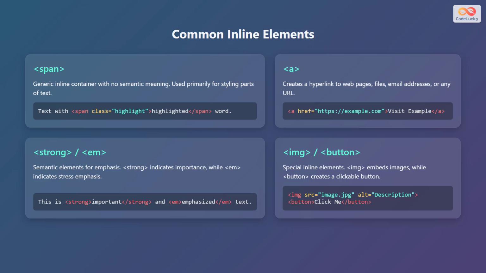Now let's explore some common inline elements. The span element is a generic inline container with no semantic meaning. It's often used for styling specific parts of text. The a element creates a hyperlink to other web pages, files, email addresses, or any other URL. The strong and em elements are semantic elements used for emphasis. Strong indicates strong importance, while em indicates emphasis. The img element embeds an image in the document, and the button element creates a clickable button.